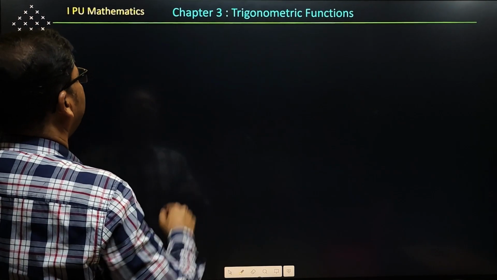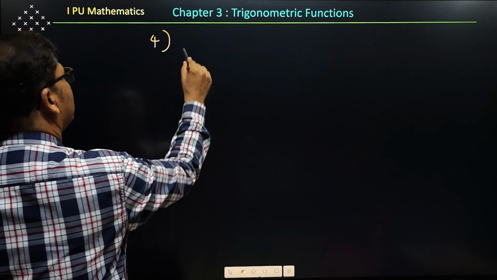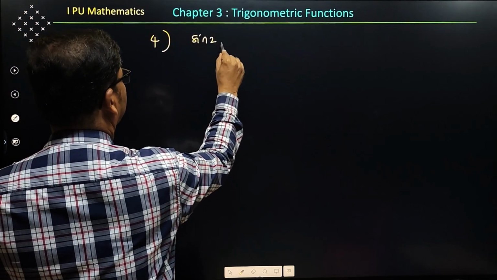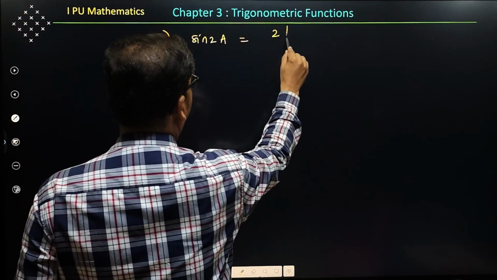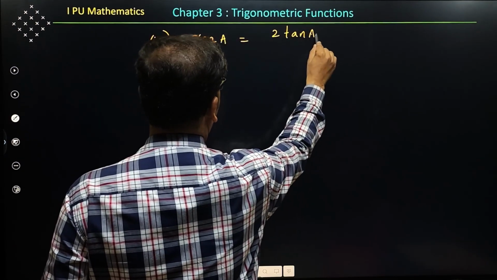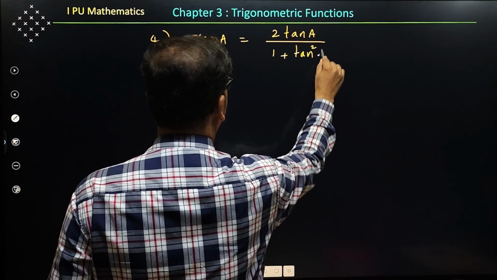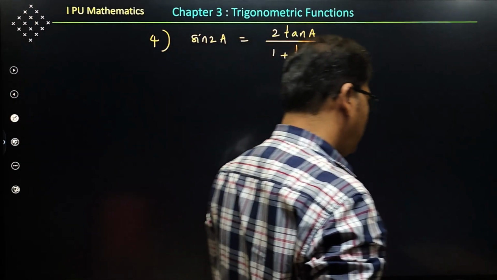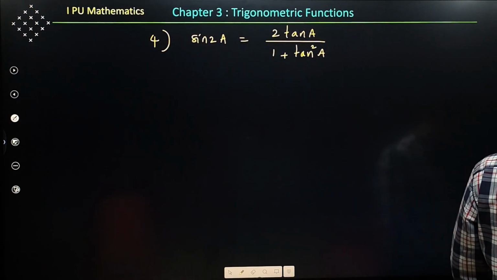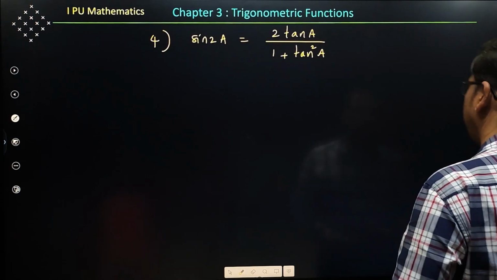Fourth one, I would like to take it. Sin 2a is equal to 2 tan a divided by 1 plus tan square a. So this is the result: sin 2a equal to 2 tan a divided by 1 plus tan square a.